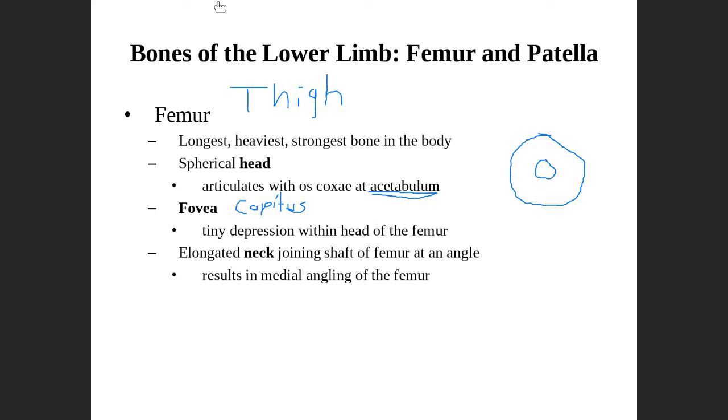Now, as we move away from the head, we're going to come to the neck. Here's the head. It starts to taper down into the neck. Then the neck goes laterally and inferiorly at an interesting angle. And then the diaphysis of the femur goes down. So where it tapers down, there is the neck. It's going to be angulated, and that's what they talk about, this medial angling of the femur.